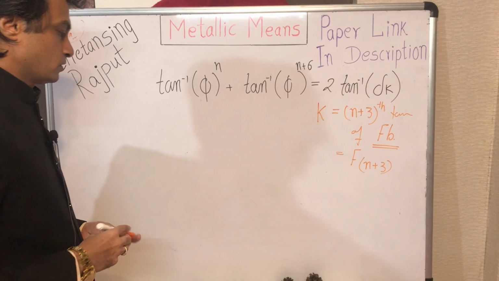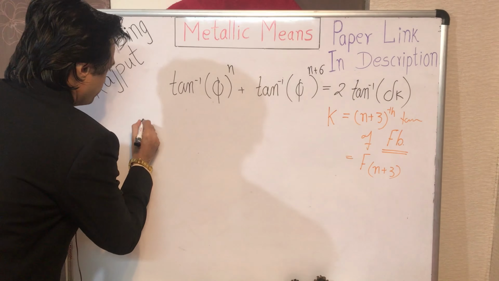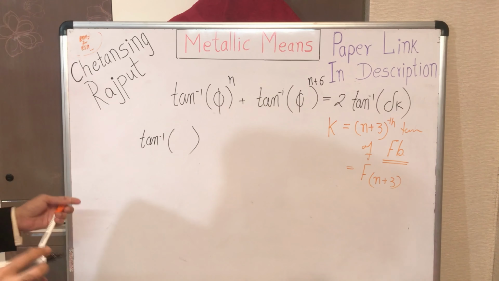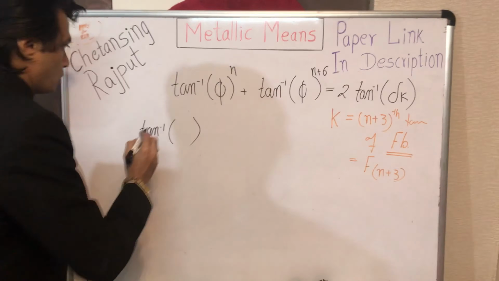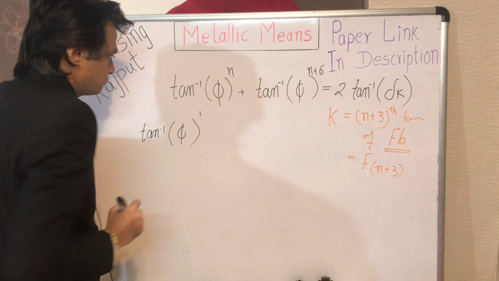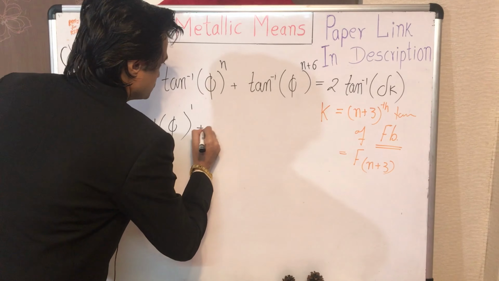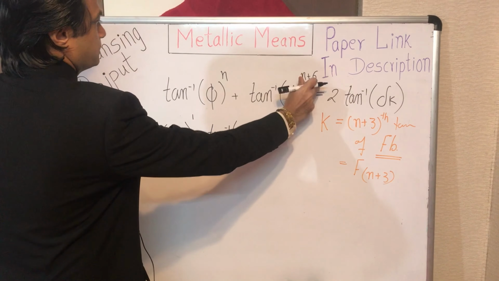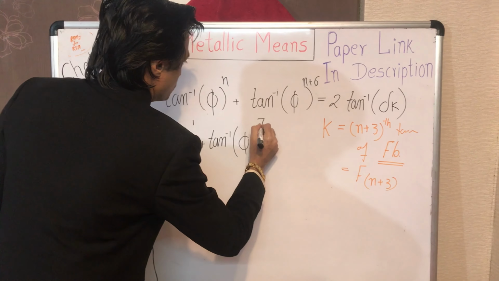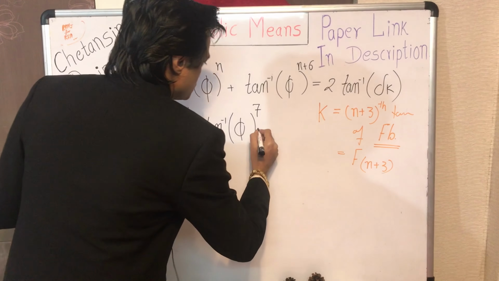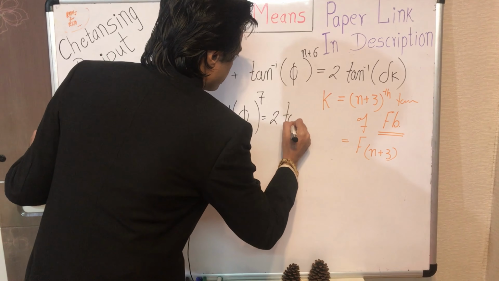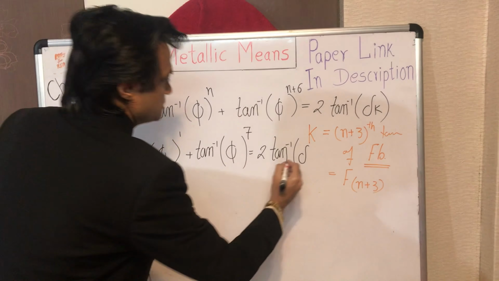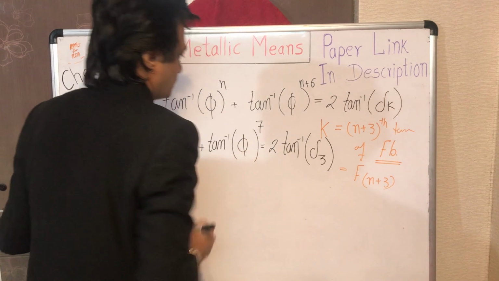Let's take an example of this. Say the arctangent of some odd power of the golden ratio. For instance, let's take the first power of the golden mean plus the arctangent of the (n plus 6), 7th power of the golden ratio, and this will give us the precise value of twice the arctangent of delta 3, the third metallic ratio.